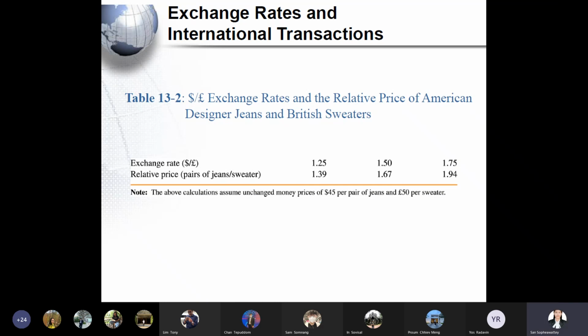So you can see, if the exchange rate between the sterling pound and the US dollar appreciates, it means the sweaters are cheaper in terms of jeans. So we do it here because we want to compare the international transactions in terms of goods and services in this table.